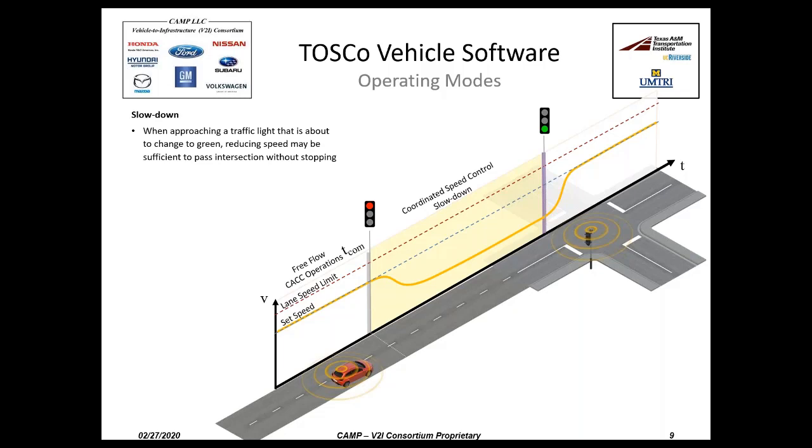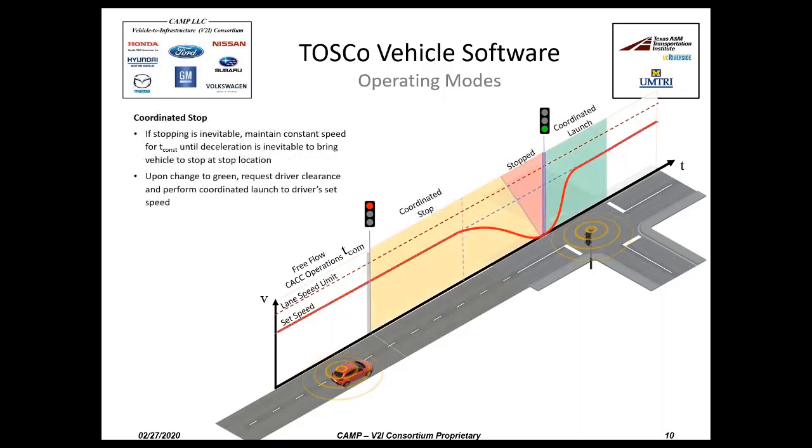Now, if a stop is imminent, the vehicle will, of course, come to a stop at the intersection. The vehicle will maintain constant speed as long as possible, so as not to produce a safety hazard of vehicles approaching a slow-moving TOSCo vehicle. And the vehicles will come to a stop at the intersection, wait for the signal to turn green, and then perform their startup behavior, a coordinated launch.